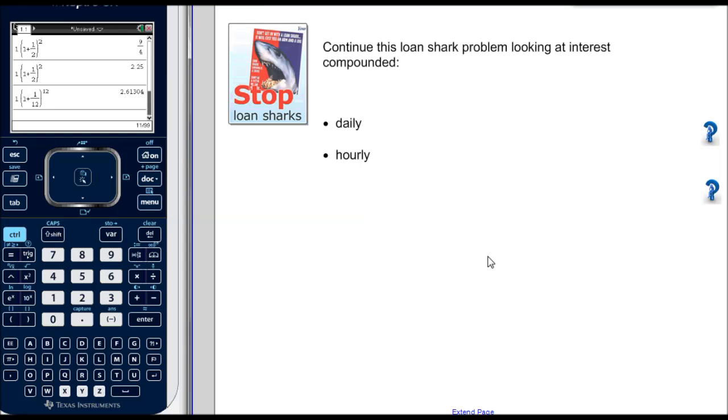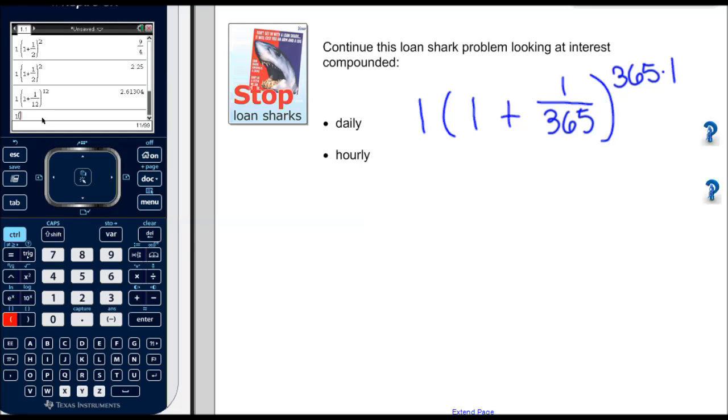Okay, so let's look at this daily and hourly. So daily, we've got our 1 franc. We've got 1 plus our interest rate divided by the number of days in a year. We'll say it's not a leap year. And 365 times 1 year. Okay, so if we calculate that, 1 times 1 plus 1 over 365 to the 365, we get 2.71457.